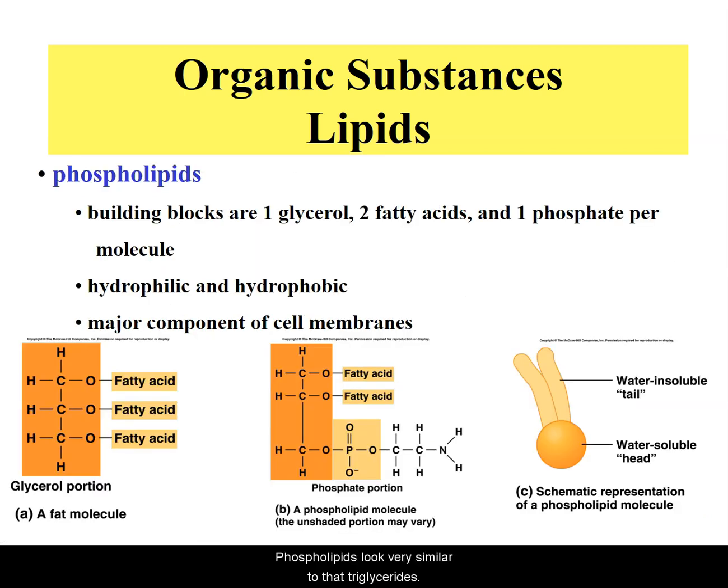Phospholipids look very similar to that triglyceride. It is similar, but it only has a glycerol portion, and the phosphate portion, 2 fatty acids and one phosphate molecule. Okay, that is a phospholipid. Building blocks: 1 glycerol, 2 fatty acids, 1 phosphate, phospholipid.